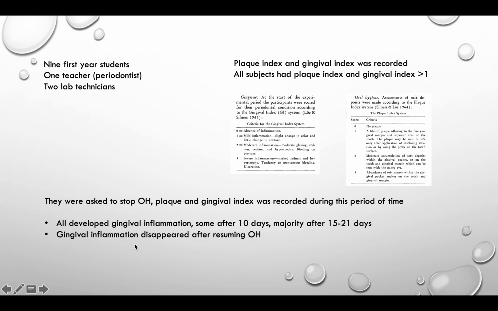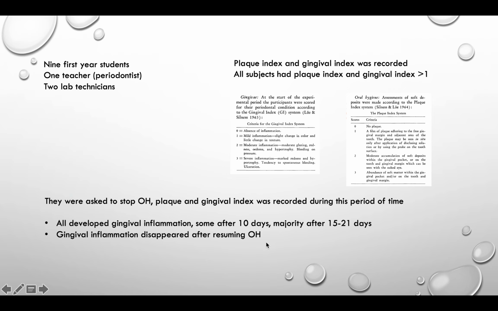Some of them had signs of inflammation 10 days after they stopped brushing, flossing, and any sort of oral hygiene practice, but the majority developed the signs in 15 to 21 days. I'm not saying that if you don't brush and floss you should be okay for 10 or 15 days. It's about the response of your body to the insult of bacteria or plaque.